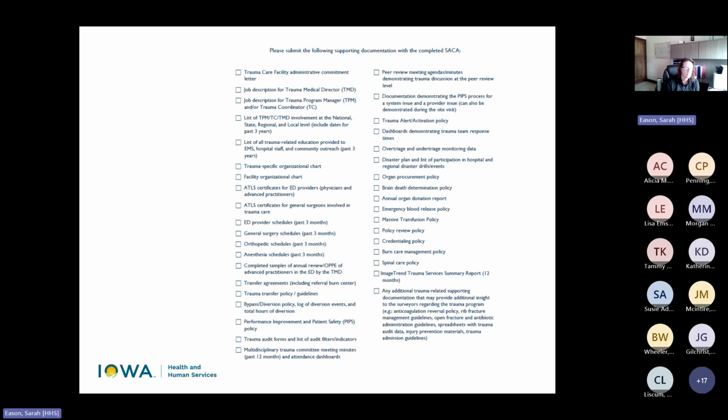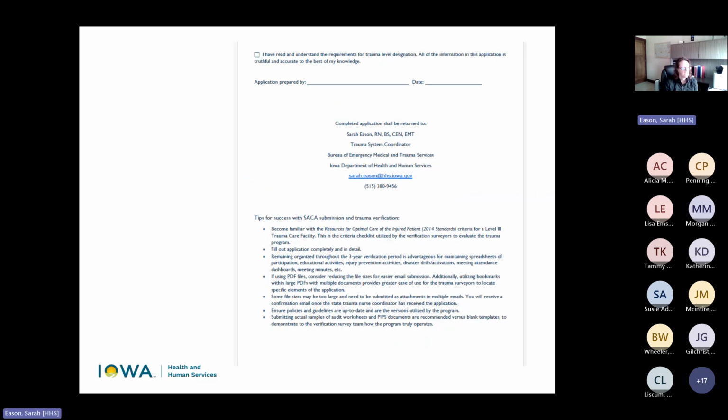And you may have a filled out OPPE that was on a provider that was one of your PI issues that you needed to do some targeted education with the care of the trauma patient. And there's where you sign and date at the end.